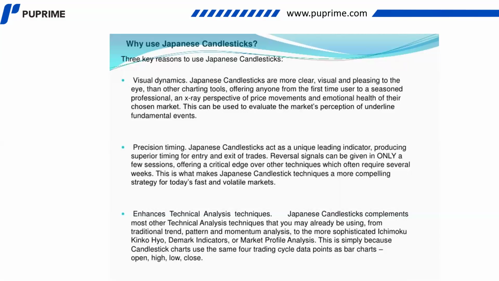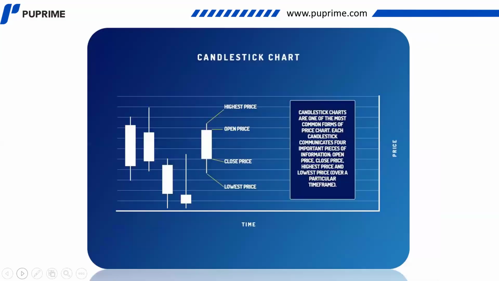Then we have precision timing, so we use every time frame, which determines every bar for every candlestick. Then you enhance technical analysis. With the help of candlesticks, you'll be able to know when to buy and when to sell. Using some technical indicators or software, you'll be able to see the highs, the lows, the pressure from the buyers and the pressure from the sellers.